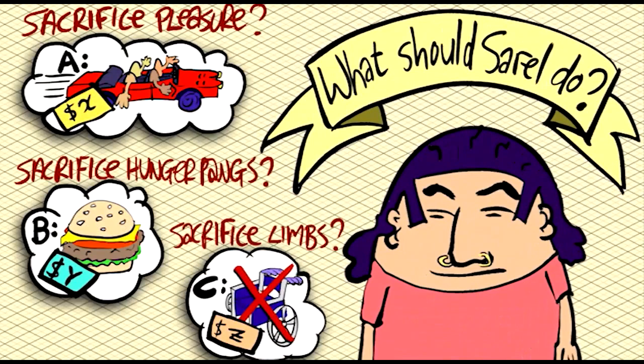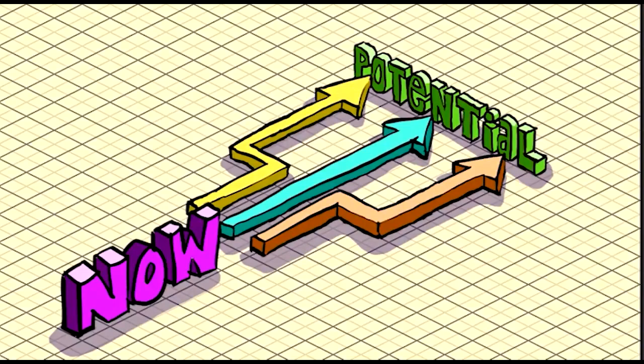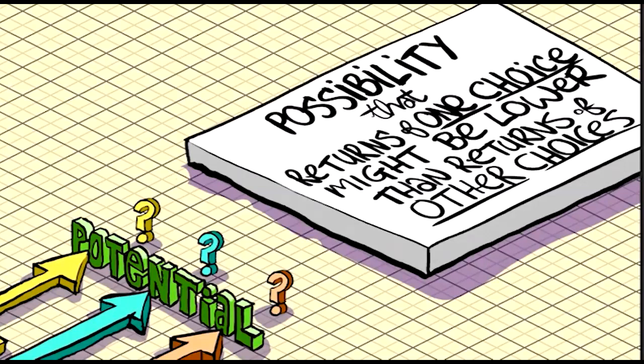Sarl can't have it all. No matter which option he chooses, the potential benefit he gives up by not choosing the other options is his opportunity cost. Because opportunity cost is a forward-looking calculation, the actual rate of return for all options is unknown. Opportunity cost considers the possibility that the returns of one choice might be lower than the returns on other choices.